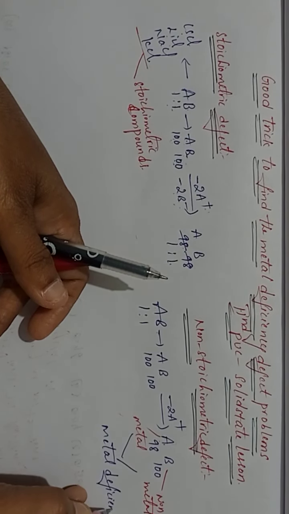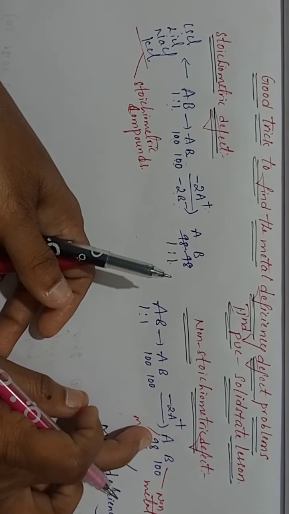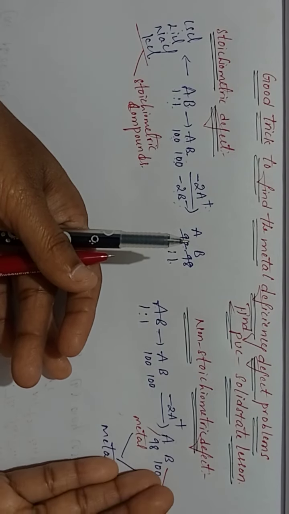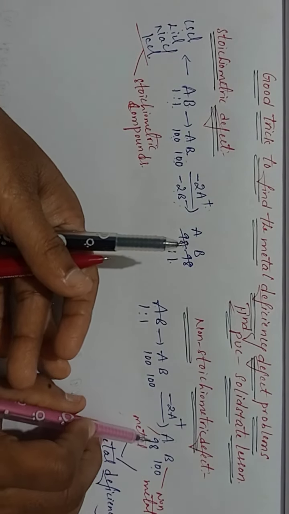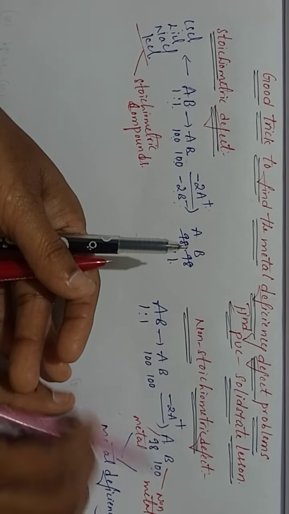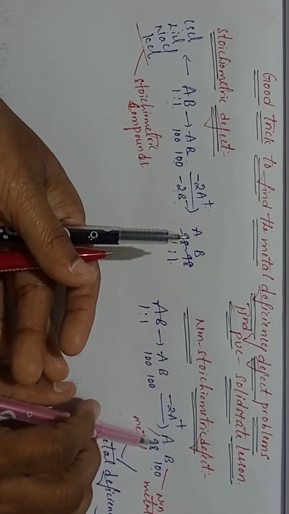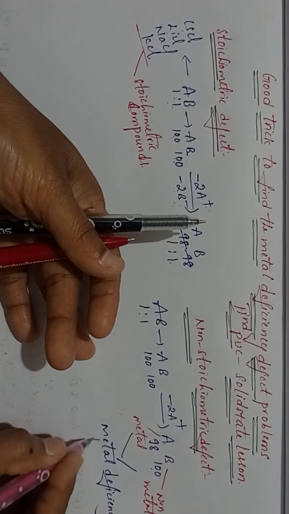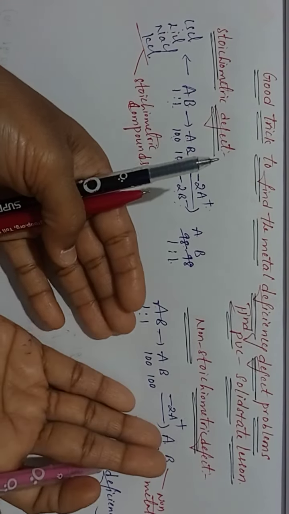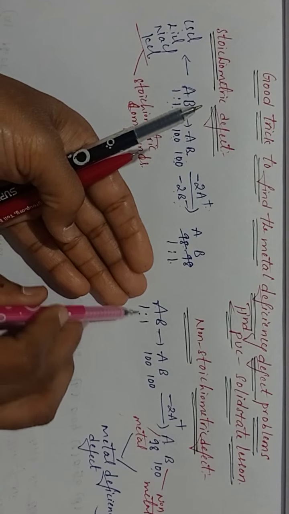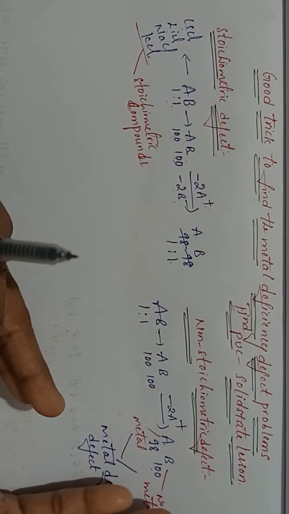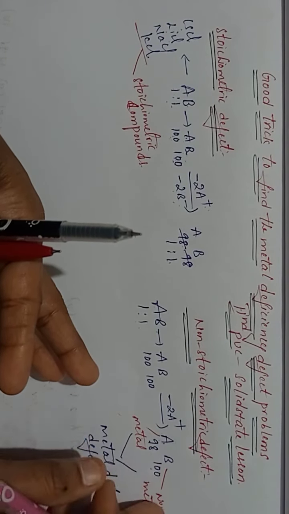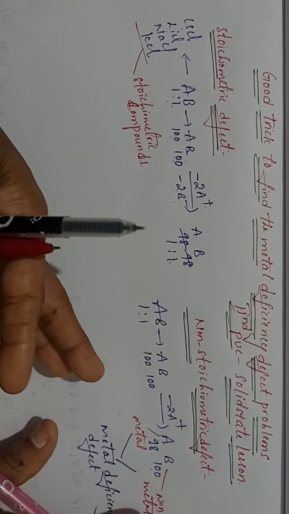That means metal is less. How many metal atoms are less? Two metal atoms are less. That means the cations number is less than the anions number. Anions 100 are there, cations 98 are there. That means metal atoms 98 and non-metals 100. Metal atoms are lesser than non-metal atoms, so that's why it is a metal deficiency defect. Before the defect they have the equal ratio 1:1, but after the defect, what happens, students? They are not maintaining the equal ratio. They are maintaining a different ratio, 98:100.